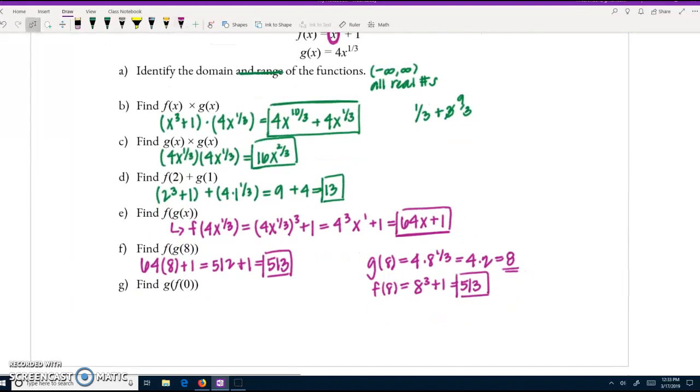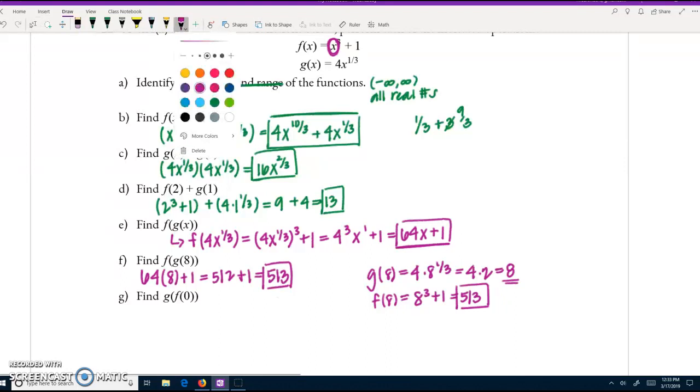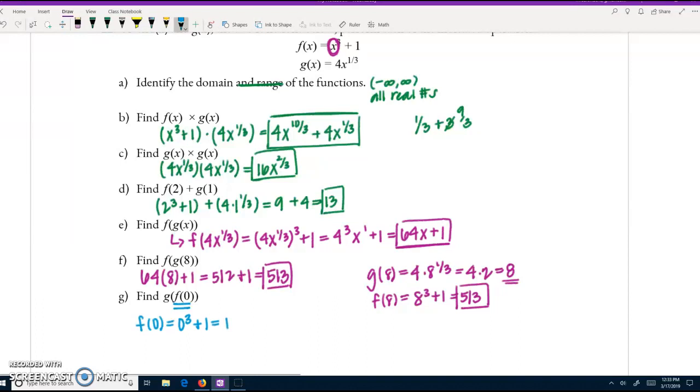So that's true for g of f of 0 as well. So with this one, let's do the numerical one first, and then we can just prove that the function composition gives you the same answer too. So this first says find f of 0. So if I find f of 0, I'll have 0 cubed plus 1, which is 1. And then I'll take g of 1, which is going to be 4 times 1 to the 1/3, which is just going to be 4 times 1, or 4. So that's the numerical way.